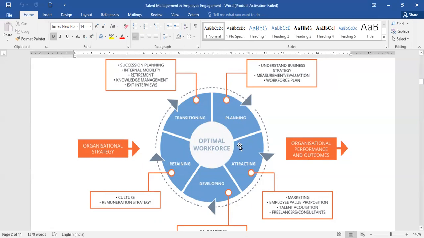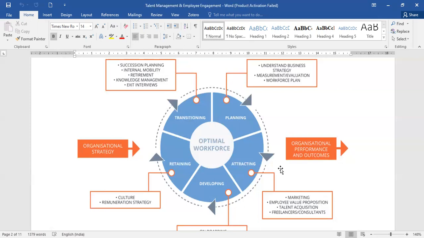When we come towards attracting, it means you have to ensure that it is not always people who come, get the experience and go. It is someone who can definitely fulfil the expectations of an organization towards an employee. It can be done in the form of marketing about the talent requirement, acquiring the talent, freelancers, consultants, anyone who is responsible for getting the work done.